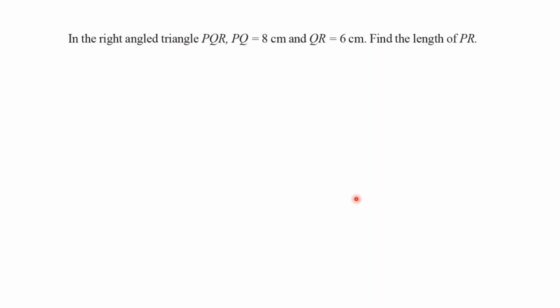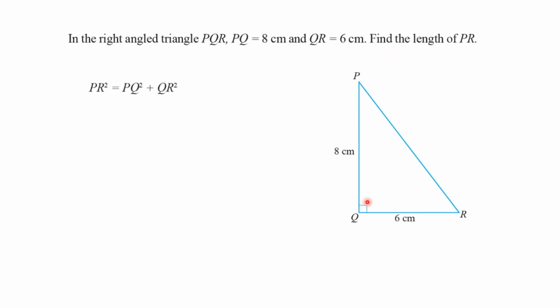Next part I'm going to explain a problem. I think it is very easy. PQ is 8 centimeters, QR is 6 centimeters. Now you know the relation: the square of the hypotenuse, writing PR squared, equals PQ squared plus QR squared. So you can apply it. Look at PQ, it's 8, you just put 8 squared. QR squared, it's 6 squared.